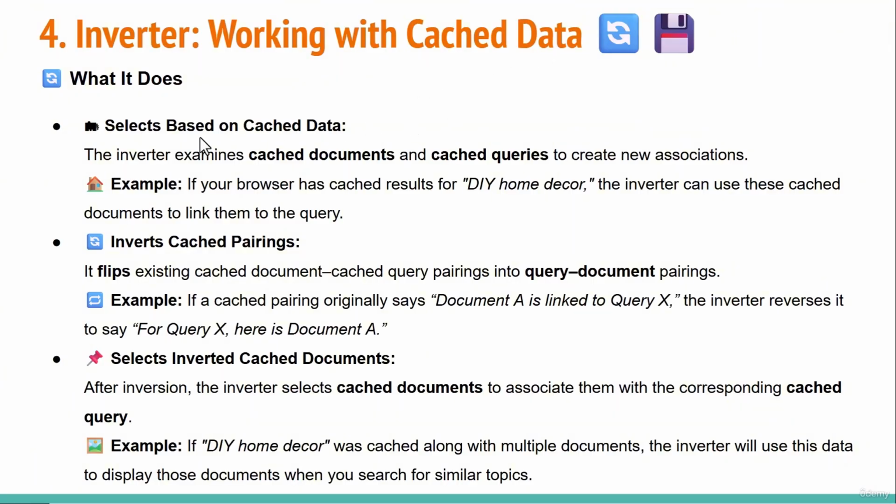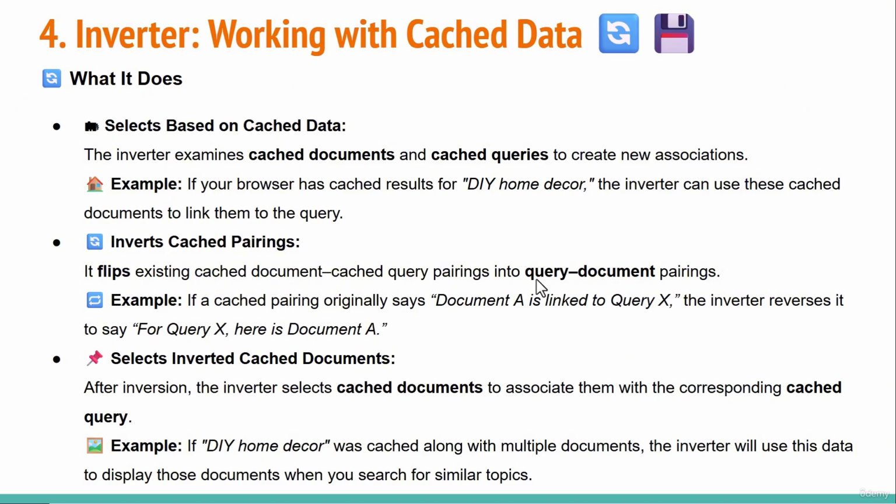Next is the inverter, which works with cache data. It selects based on cache data. The inverter examines cached articles and cached queries to create associations. If you have cached results in your browser for DIY home decor, the inverter can link these cached documents with the query.